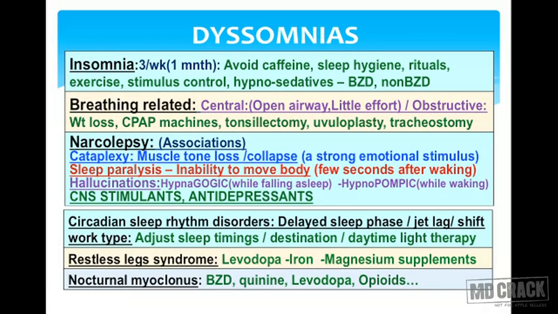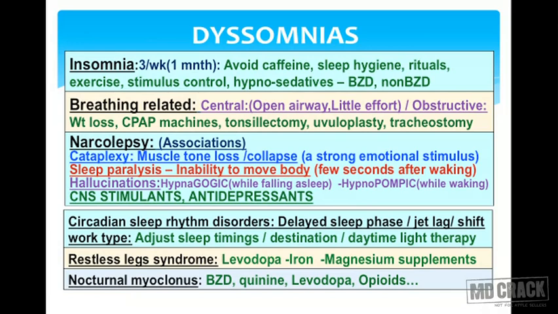Insomnia. The patient should have a feeling of lack of sleep at least 3 times in a week for a period of 1 month. Then you diagnose it as insomnia. To repeat, the feeling of disturbed sleep, at least 3 times a week for a period of 1 month. And what is written in front of insomnia is how to manage. Some important factors to be managed. Number 1, avoid caffeine intake. That's very important. Second one, try to follow the sleep hygiene, the sleep rituals.